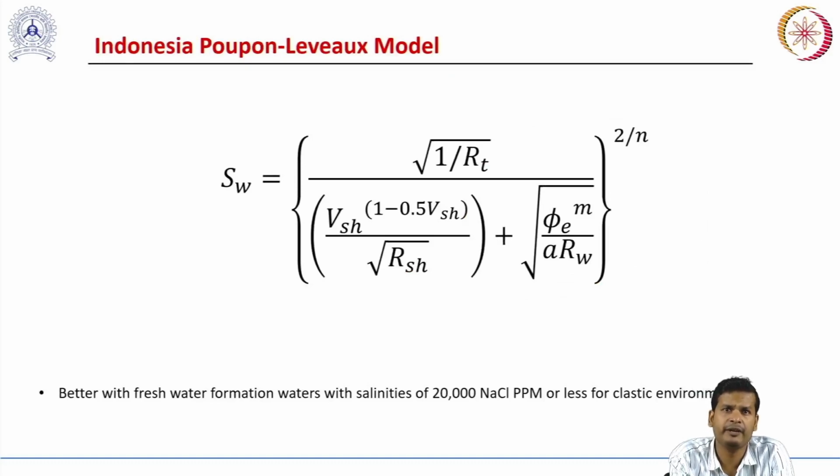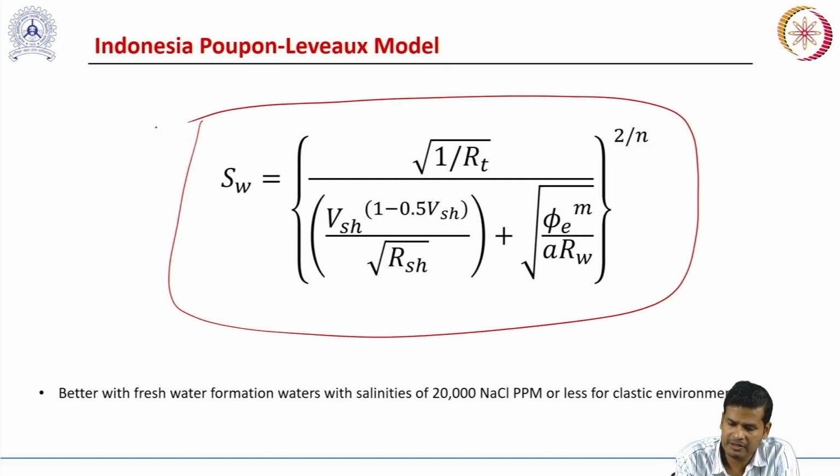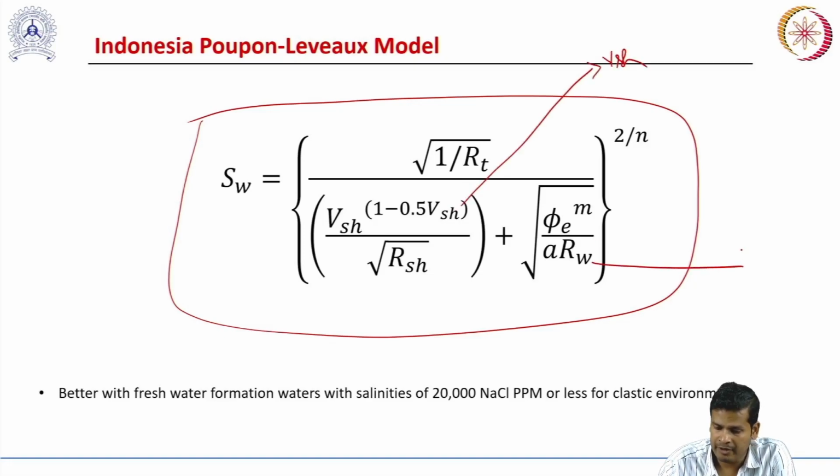Another one is the Indonesian equation, which can be given according to this equation. You can see again the input is needed in terms of cell content, cell volume is needed, and RW, formation water resistivity, is also needed. So this equation can be used to calculate the formation water saturation.